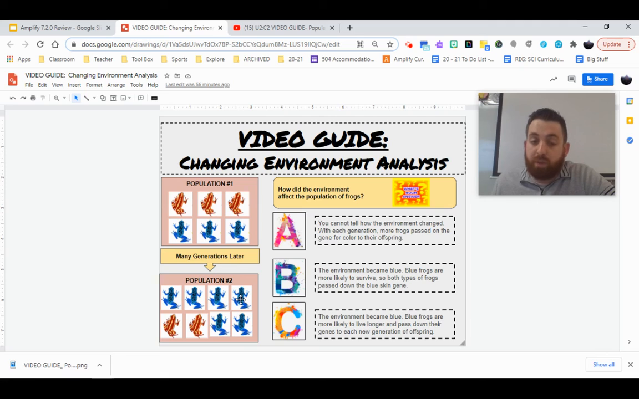But we know the environment's blue. So blue will pass down and those guys will live. Red will pass down and those will probably not live. Reds are not going to pass down blue if they don't reproduce with a blue frog. So that means the answer is C.